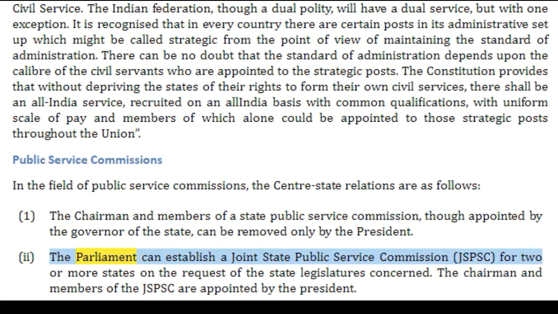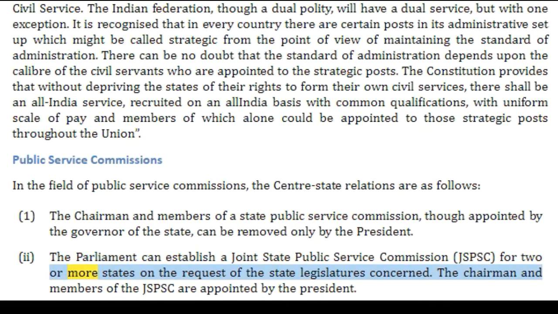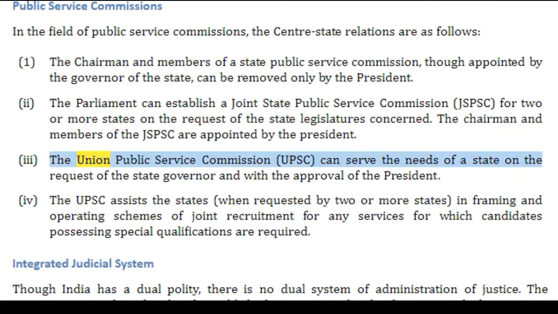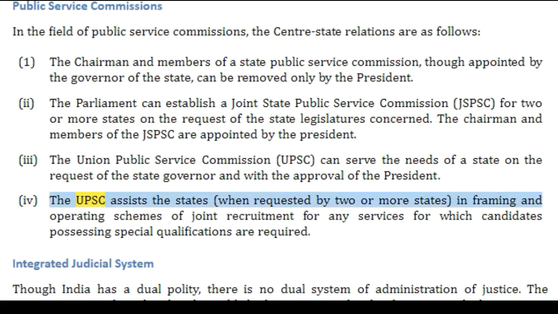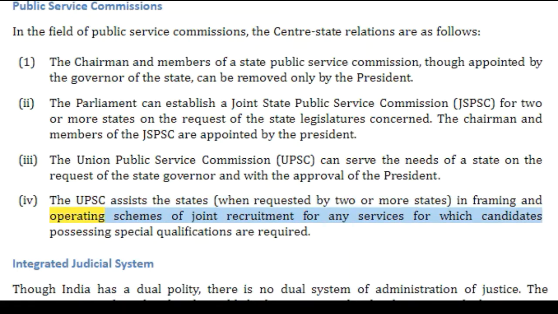2. The parliament can establish a joint state public service commission, JSPSC, for two or more states on the request of the state legislatures concerned. The chairman and members of the JSPSC are appointed by the president. 3. The Union Public Service Commission, UPSC, can serve the needs of a state on the request of the state governor and with the approval of the president. 4. The UPSC assists the states, when requested by two or more states, in framing and operating schemes of joint recruitment for any services for which candidates possessing special qualifications are required.